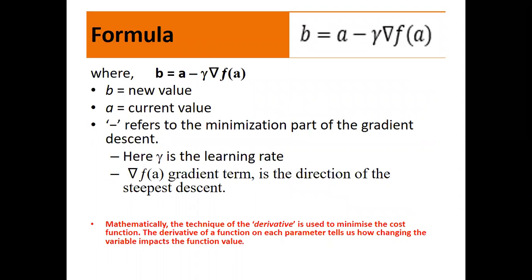Now this is the formula for gradient descent. You can see where b is the new value, what we are going to calculate, a is the current value. This is your gradient descent function. Gamma is your learning rate. Nabla f of a is your gradient term, which is nothing but the direction of the steepest descent. In fact, here we have not gone in depth of the mathematics. We have just taken it at an abstract level because you don't need to go into that depth.